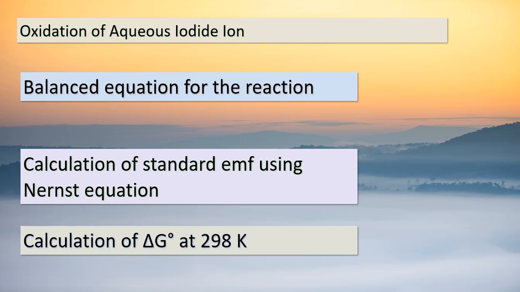We can use the Nernst equation to calculate the standard EMF, which tells us about the potential energy change. Additionally, we'll calculate the ΔG° at 298 K, which provides insights into the spontaneity of the reaction. Last but not least, we'll determine the equilibrium constant K at 298 K to understand the distribution of products and reactants at equilibrium.